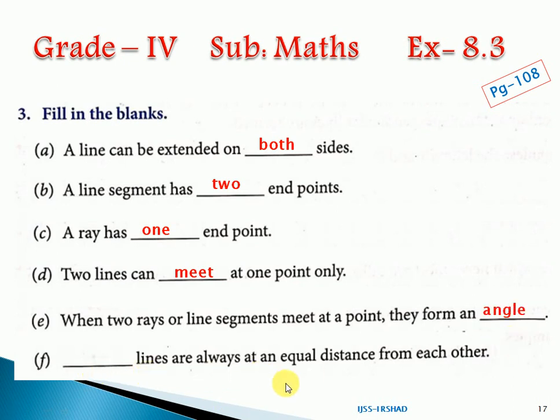Dash lines are always at an equal distance from each other. Which lines maintain equal distance from each other at every point? That's called parallel lines. So the answer will be parallel. With this slide, this exercise has been finished. Now you can practice exercises 8.1, 8.2, 8.3.